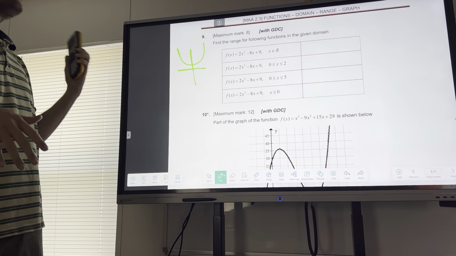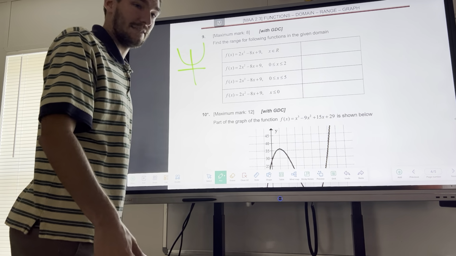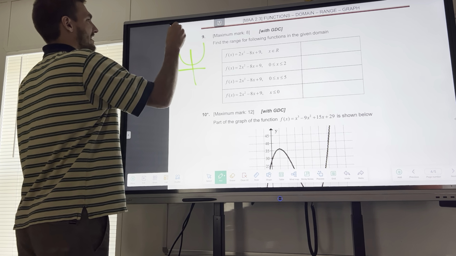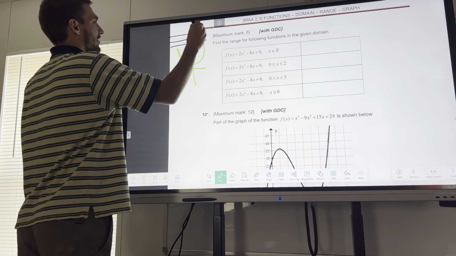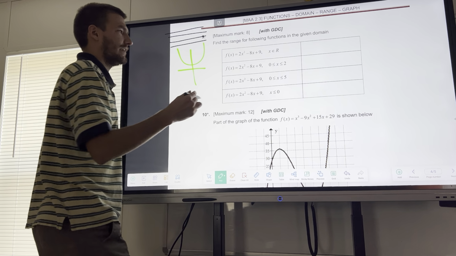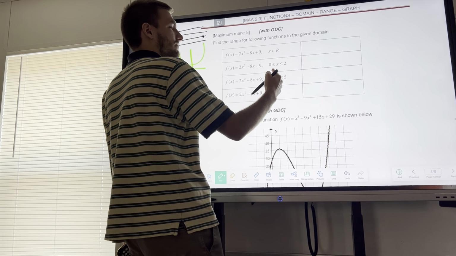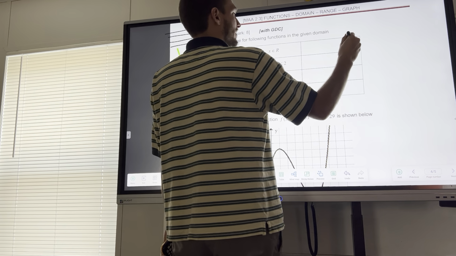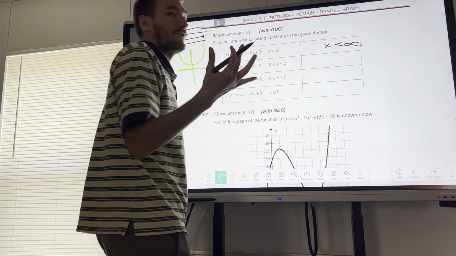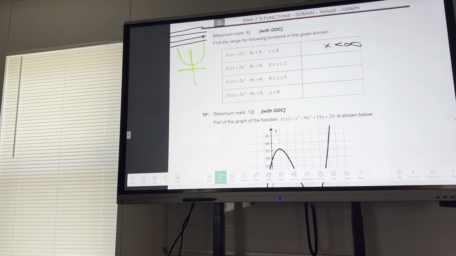Now, we need to find the range, which means how high does it go up and how far does it go down? What is the highest y value that we get to? Infinity. Certainly it's going to be infinity. Looks like they've been using this inequality notation, so let's use the same thing. It's never going to be an equality because we're never going to quite reach infinity.